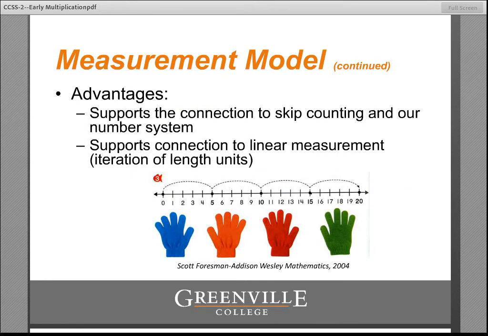The measurement model supports the connection to skip counting. It also allows children to see the meaning of multiplication in a context that can also deepen their expertise and understanding of our number system. And as you might expect, and as I just mentioned, it also plays into children's development of linear measurement, since all measurement is essentially repeating the same size of unit over and over.